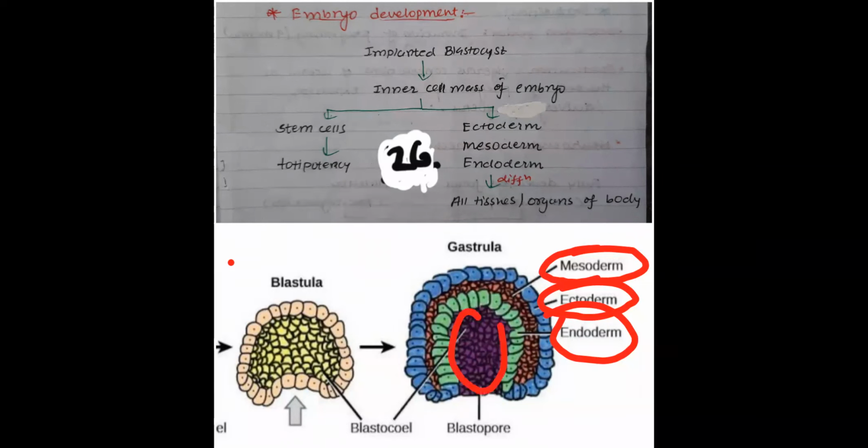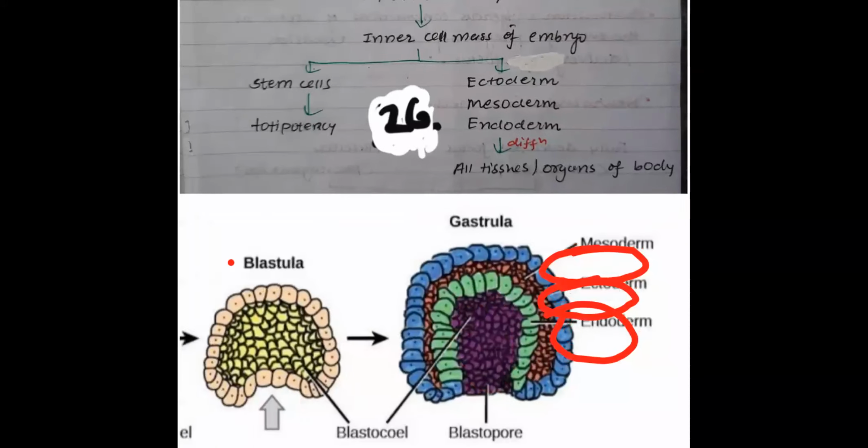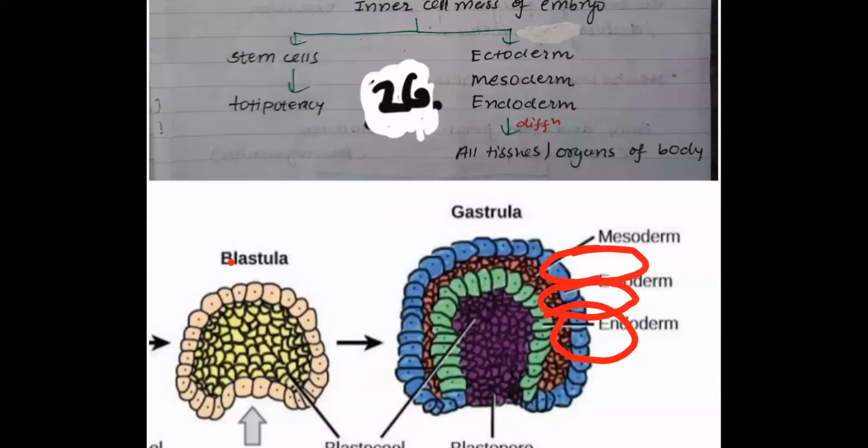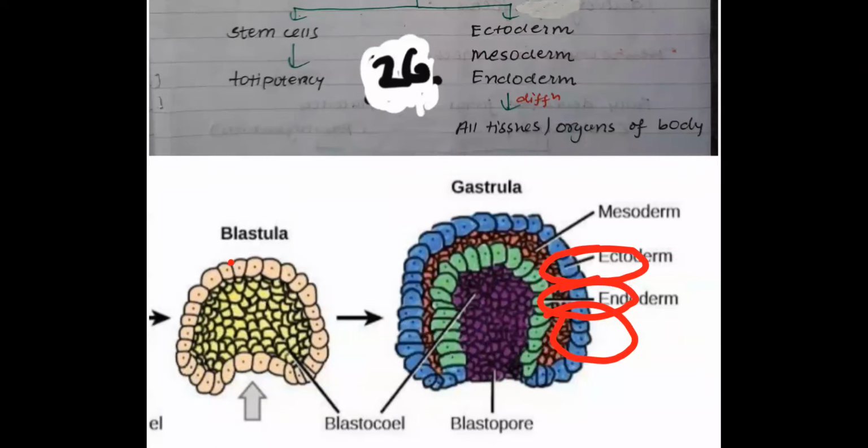Obviously, there is one cavity, the blastocoele cavity, which will later be known as the gastrocoel cavity, and its aperture is called the blastopore. I'm sure you remember we learned this in 11th. If this blastopore converts into the mouth, the group is called protostomes, and if it converts into the anus, the group is called deuterostomes. This has also been taught to you.